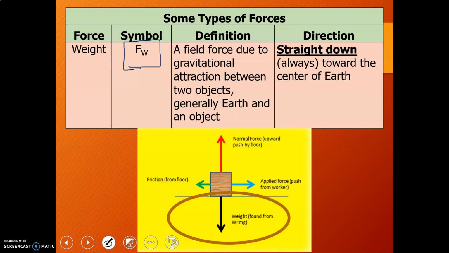Weight is always straight down. Always. Weight always goes towards the center of the earth because the gravitational attraction of earth on us or on some object is trying to pull it towards the center of the earth. So weight is always going to be downward, straight down.